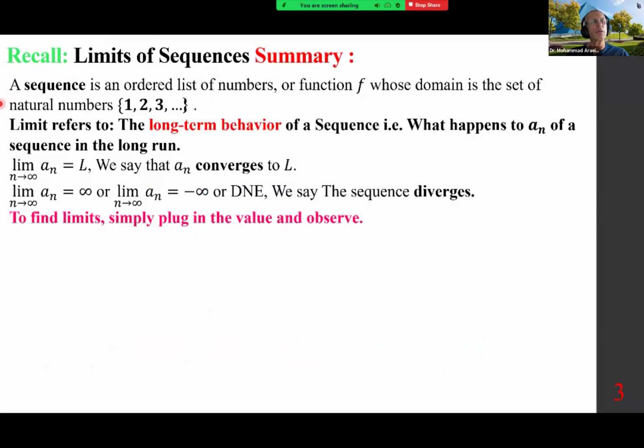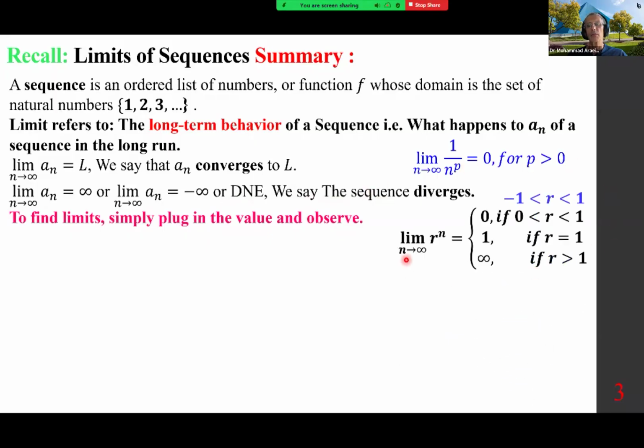Limits of sequences, the summary: a sequence is an ordered list of numbers, or a function f whose domain is the set of natural numbers 1, 2, 3 to infinity. Limit refers to the long-term behavior of a sequence, i.e. what happens to a sub n of a sequence in the long run. The limit of a sub n as n approaches infinity is L. We say that a sub n converges to L. If this limit is infinity or negative infinity or does not exist, we say the sequence diverges. To find limits, simply plug in the value and observe.